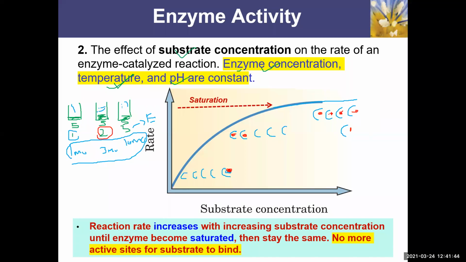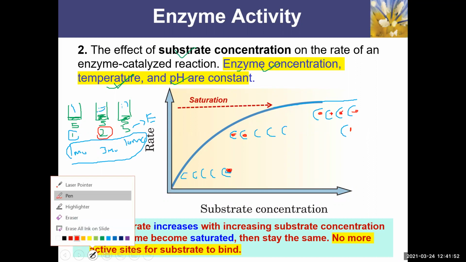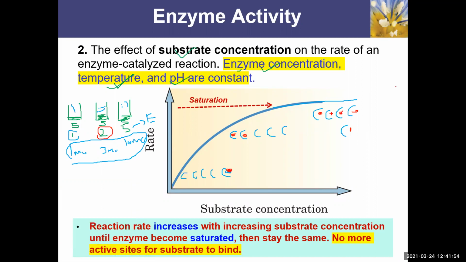Do we have any other empty site for the enzyme? There's no active site for the enzyme. So after this, if it was 5 here, even if I make it 20, even if I have 20 substrate molecules, unfortunately there is no active site because all the active sites are already bound to the substrate. So that is why the reaction is going to stay constant. It's not going to increase further.